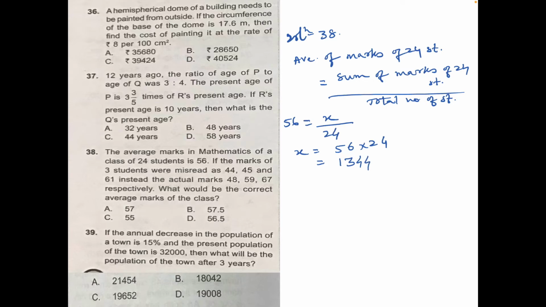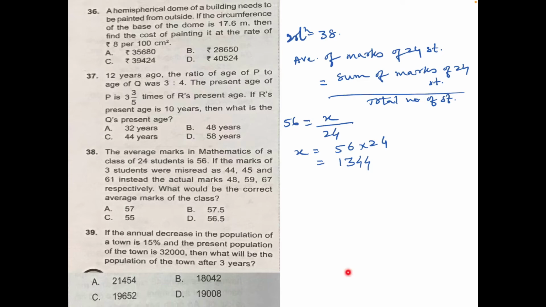and that will give you 1344. That is the total of 24 students when the marks were 44, 45 and 61 of 3 students. Now, to get the new average, from this total I will subtract these 3 marks which were not correctly entered, and add the correct marks, so that will be the new sum of the marks, and then I will divide it by 24 and I will get the new average.